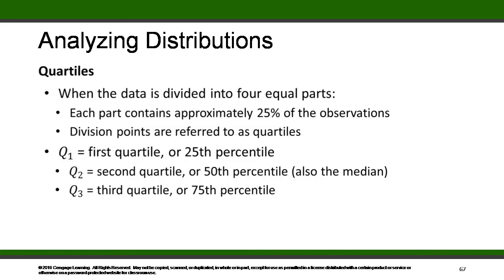Quartiles. When the data is divided into 4 equal parts, each part contains approximately 25% of the observations. Division points are referred to as quartiles. Q1 is the first quartile or 25th percentile. Q2 is the second quartile or 50th percentile. Also, it's the median. Q3 is the third quartile or 75th percentile.